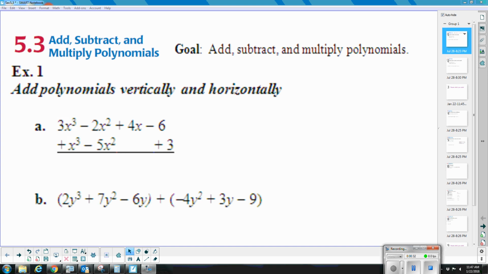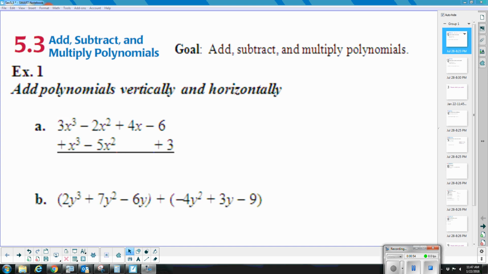So the first example is about adding polynomials vertically, and then the second one is about adding them horizontally. Now remember, you can only add like terms. So if you have an x, you cannot add that to an x cubed, but you can add it to another x. So let's look at this first one.